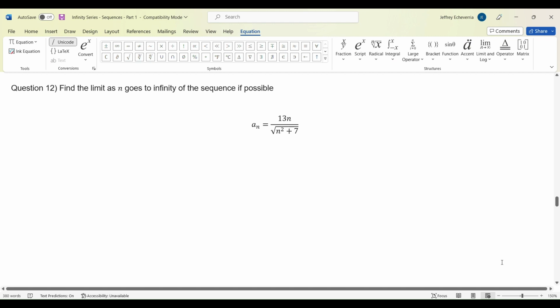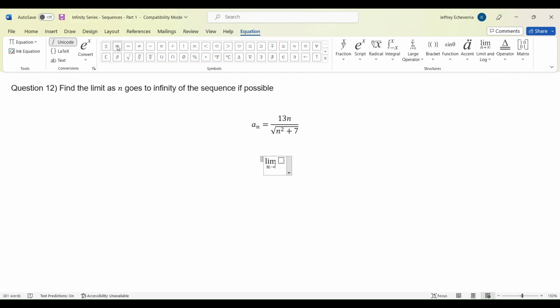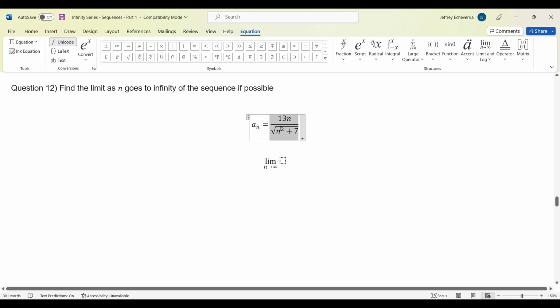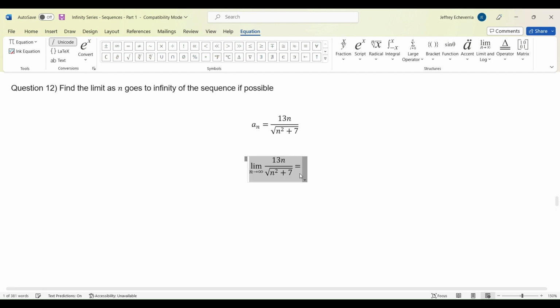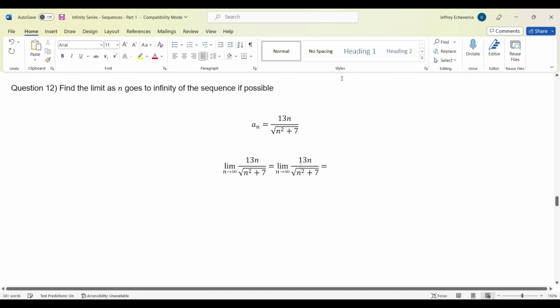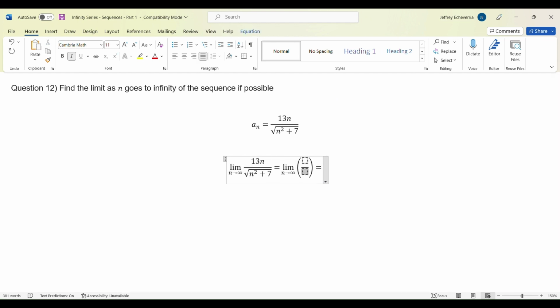For question number 12, find the limit as n goes to infinity of the sequence, if possible. So let's do so. As n goes to infinity, well, let's copy this sequence here. Now let's put an equal sign. Let's copy again and paste here. What we're going to do is a neat little trick where the square root will be on the outside, so it'll be n squared plus 7 for the denominator and 169 n squared for the numerator, and the square root will be on the outside.